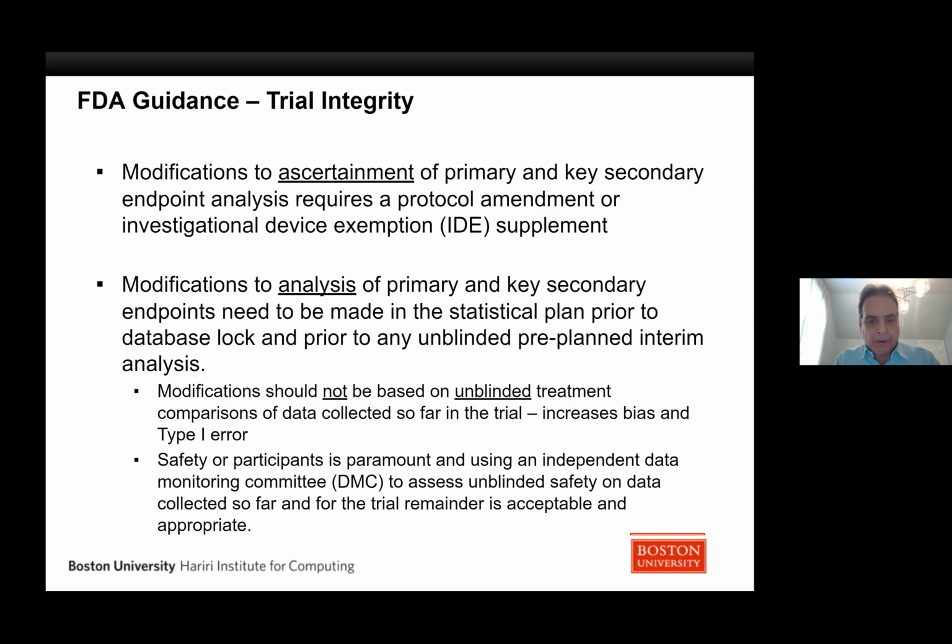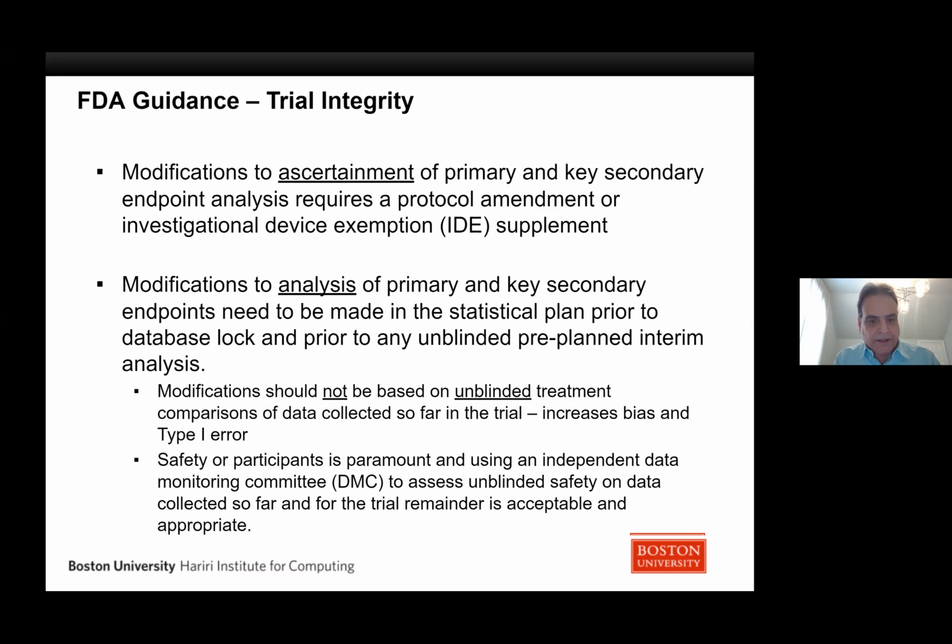One important point is that any modifications that are going to be made to the analysis should not be based on looking at unblinded data that's been collected so far in the trial. In other words, not be based on comparison between treatment groups and seeing how that's looking, and then modifying the trial according to perhaps results seen there. This increases bias in the final results and the type 1 error.